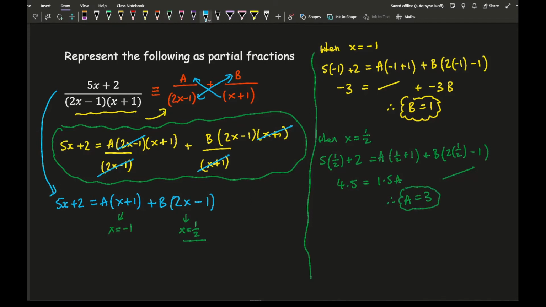So then to finish the question off, all we need to do is write 5x plus 2 over 2x minus 1, x plus 1, is equal to a. Now it's really important you do not get this muddled up. Make sure that your a goes with the a fraction, b goes with your b, because again, that's a very common mistake that a lot of students make. So here I've got 3 over, even though it's a second value, it's the first one you need to write. So 3 over 2x minus 1, put in brackets, doesn't really make a difference, plus 1 over x plus 1. There, my final answer.